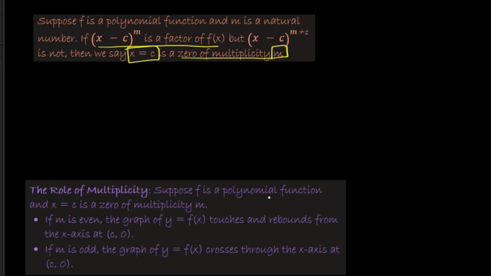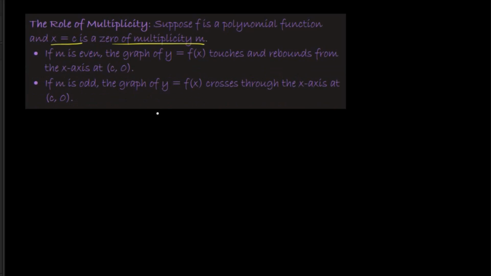अगर let's say suppose f is a polynomial function and x equal to c is a zero of multiplicity m, then if m is even, यानी कि multiplicity अगर even हो गई, so I'll just take another example. ठीक है, अगर multiplicity even हो गई तो वो क्या बोलते हैं कि it will touch and rebound from the x axis at (c, 0). So let's say this is my c, so it will touch and rebound.